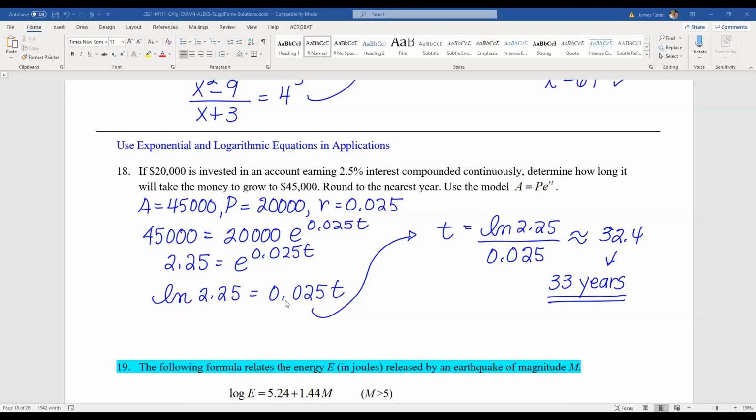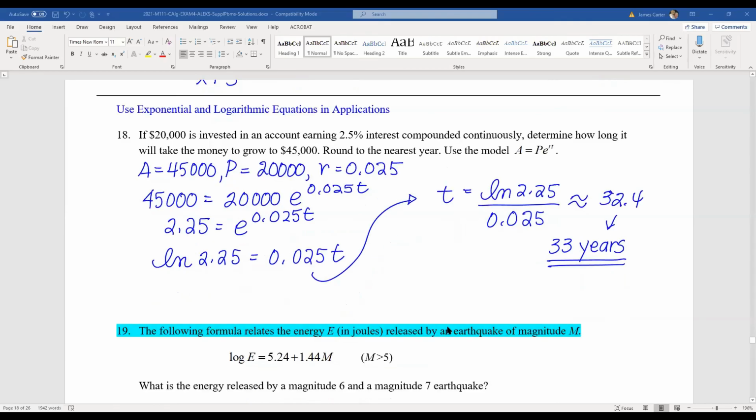Now, with that, what we're going to do next is divide both sides. We want to isolate the t. So we've got to divide both sides by this 0.025. And we do that. And in the calculator, it comes to that. And because we're talking how many years, whole years, it would have to round up to 33 years.